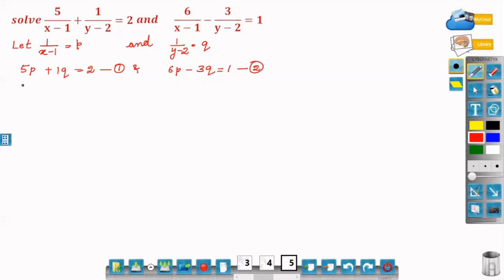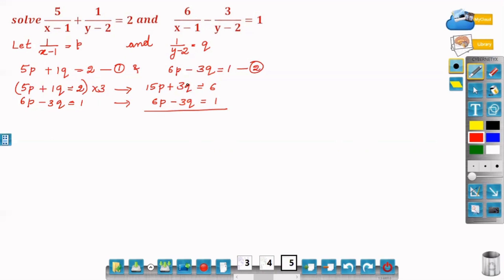Now solve these equations by the elimination method. 5p + 1q = 2, 6p - 3q = 1. Here it is easier to equalize the coefficient of q. If I multiply by 3, that becomes 3q. Multiply all the terms by 3. So 15p + 3q = 6, and 6p - 3q = 1. See here, the equal terms 3q and 3q have different signs. So 3q minus 3q is 0. No need of changing the sign here. 15p + 6p is 21p.